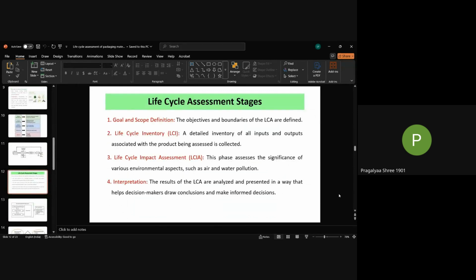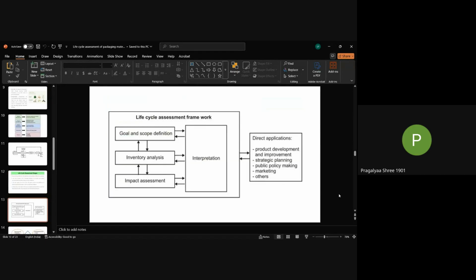Okay, so life cycle assessment stages is the next one. So far we studied the life cycle assessment, the factors that are involved, and the stages involved in the packaging material. Now, assessment stages. First, we should know the goal and scope definition. What is the goal of life cycle assessment, we should know. And then life cycle inventory. A detailed inventory of all the inputs and outputs associated with the products should be assessed, and that inventory should be collected. The next one is life cycle impact assessment, and then interpretation. All these things are involved in this case.